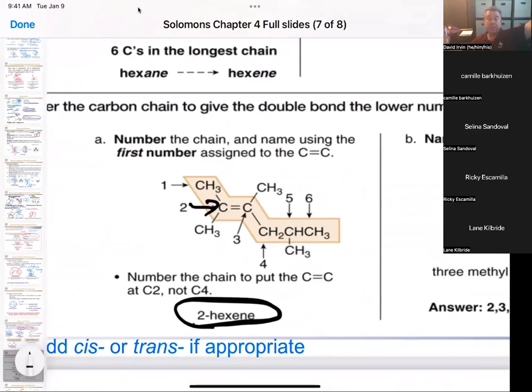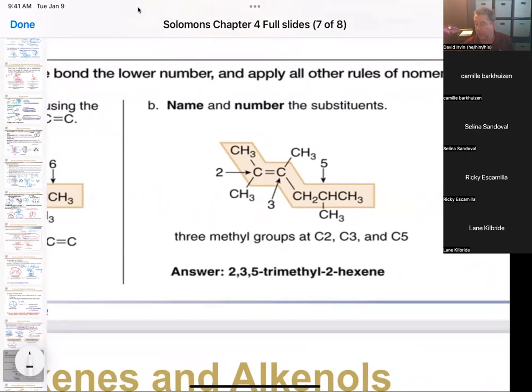We haven't even named the substituents yet, okay? So when we name the substituents, we're gonna go with a 2, a 3, and a 5. So we have 2, 3, 5 dash trimethyl dash 2-hexene. Okay. If the double bond is on the end of the chain, you don't have to include the number 1. But if it's anywhere else in that chain, you must include it. Okay. So it's always better to include it, even if it's a 1, even if you're not sure.